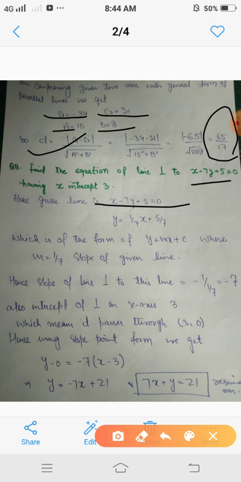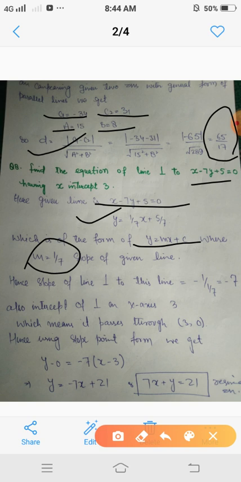Here the given line is this, so converting it into slope-intercept form, we simply get y equals 1 upon 7 x plus 5 upon 7. On comparing with y equals mx plus c, the slope of this line, that is x minus 7y plus 5, is 1 upon 7. Now the slope of the required line perpendicular to this line is given by minus 1 upon 1 upon 7, by the condition of perpendicularity, which is simply minus 7. So the slope of the required line is minus 7.